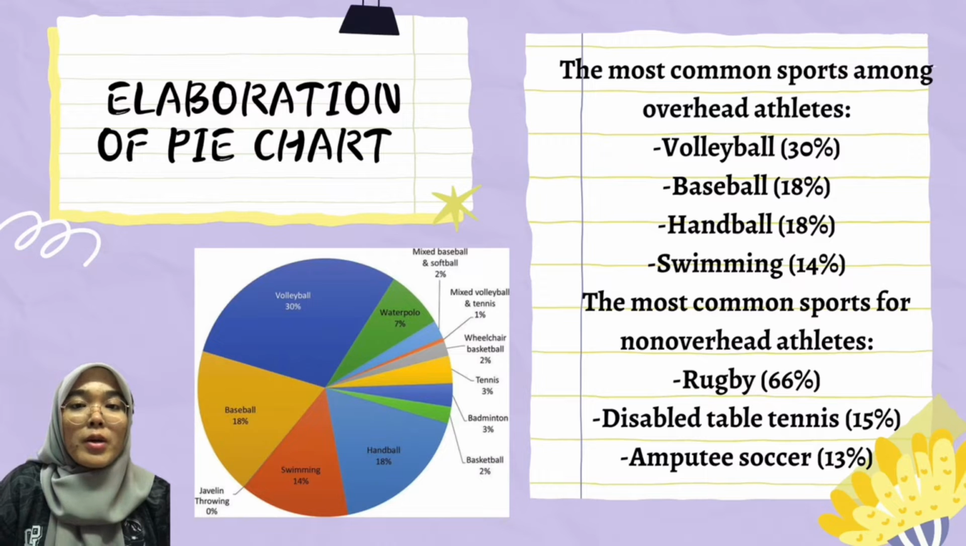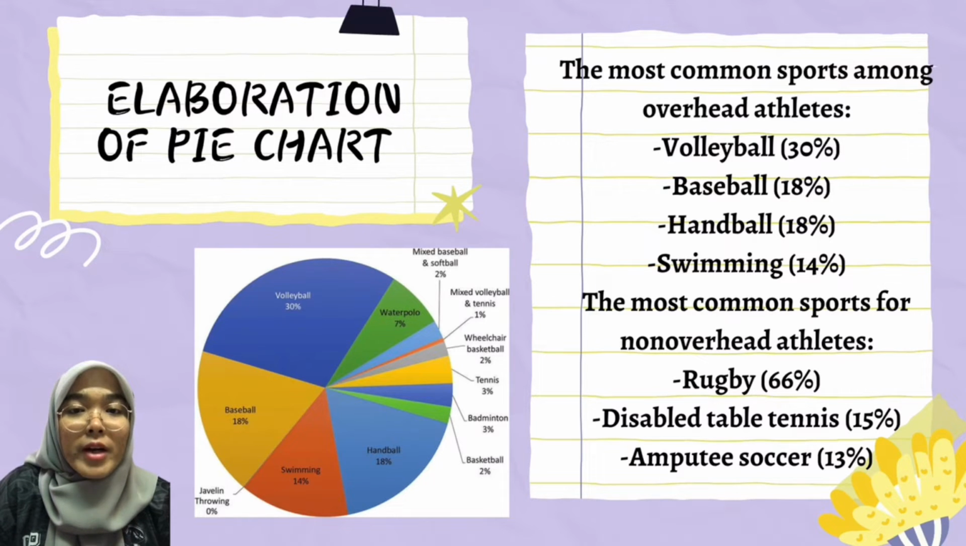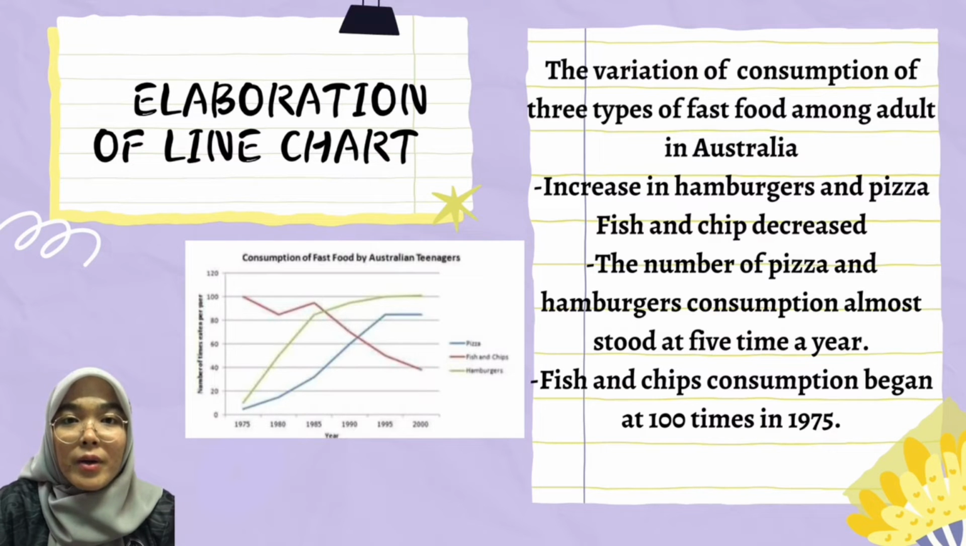This chart is about the most common sports among overhead athletes. Firstly is volleyball 30%, baseball 80%, handball 80%, and swimming is 14%. Next, for the most common sports for non-overhead athletes, which is rugby 66%, disabled table tennis 15%, and amputee soccer is 13%. Okay, for the next chart is about line graph.